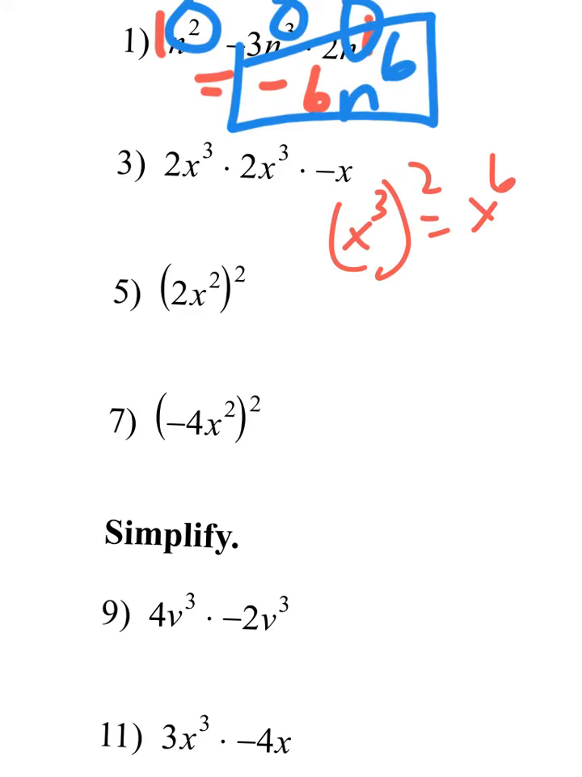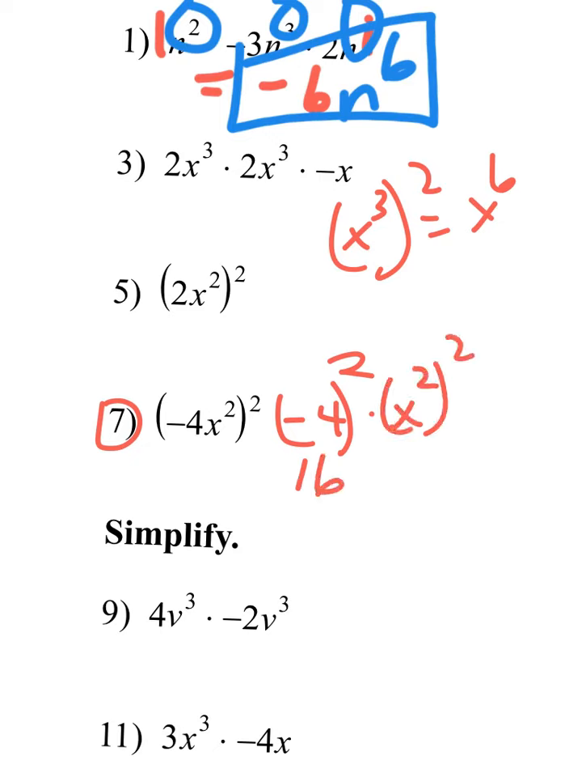Now, for number 7, we have a coefficient in front of the x squared inside parentheses, so I need to take negative 4, and I need to raise it to the second power. Negative 4 raised to the second power means negative 4 times negative 4, which is going to be 16. And then I need to do x squared to an outside power of 2. The rule says I multiply these exponents, which is x to the fourth. So number 7, the answer is positive 16x to the fourth.